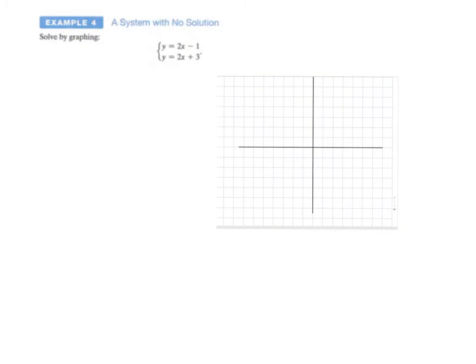So we're going to graph these, and sometimes they don't have a solution. So let's graph and see what that means. So if I go to -1, I'm doing this one in red, and I go up 2 to the right 1, and I draw my line, and then I do the other one in blue. I go to 3, 1, 2, 3. I go up 2 over 1, and I draw this line.